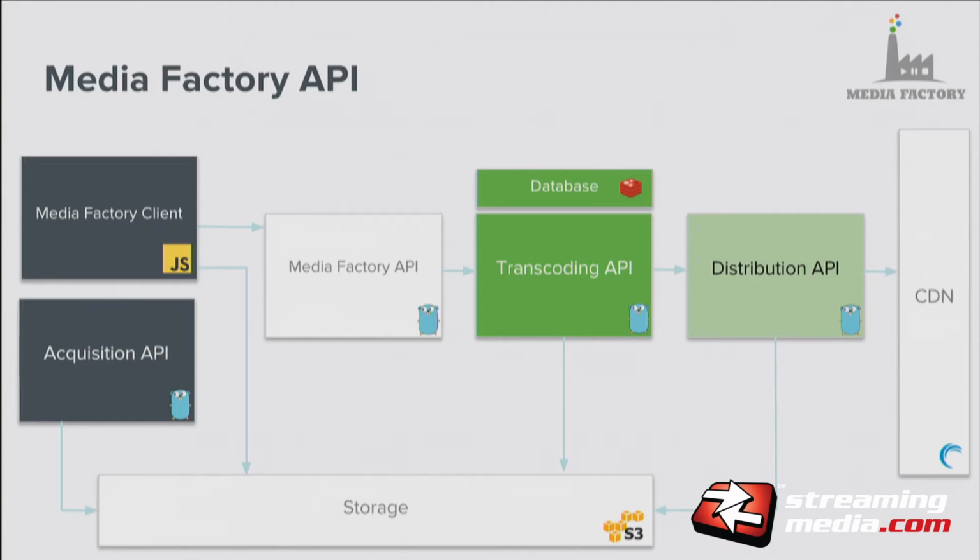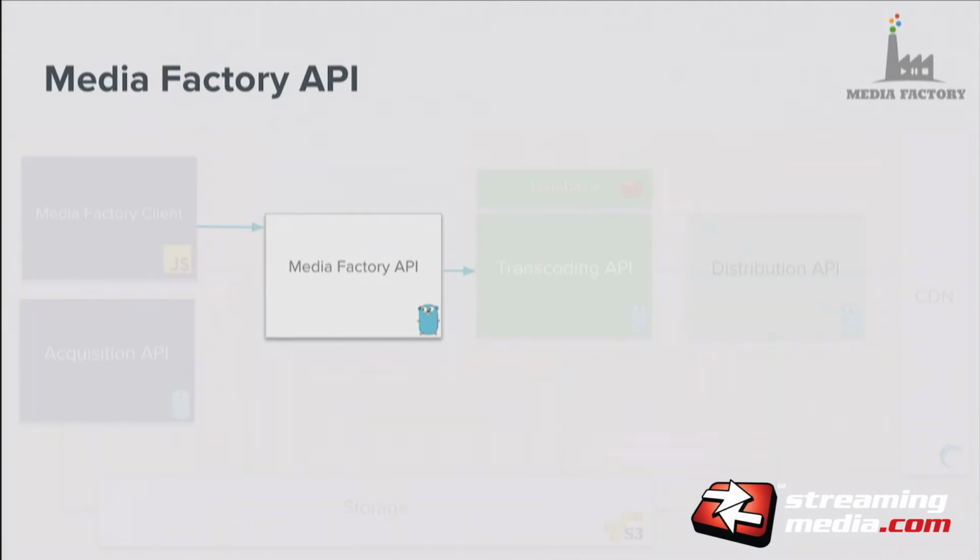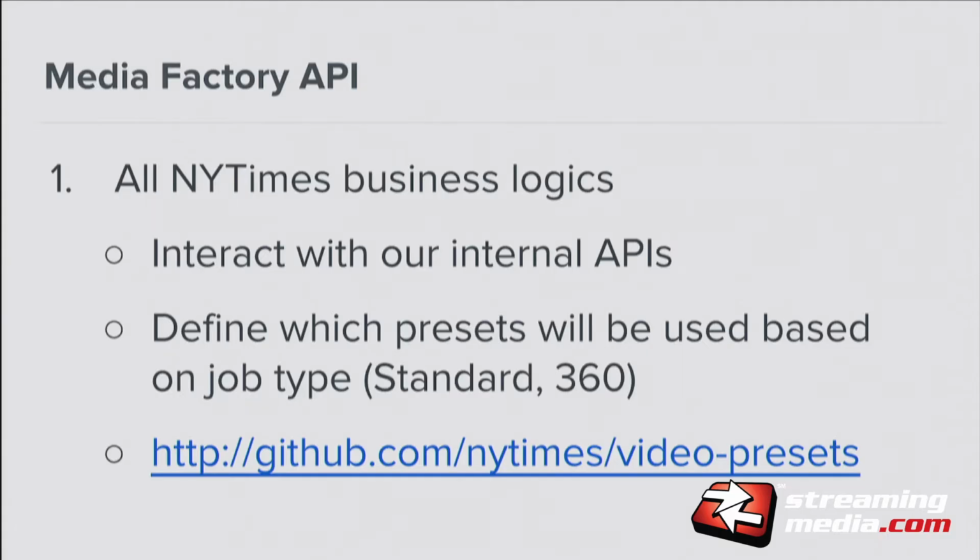People are using. We have the acquisition API. So moving to another component is the Media Factory API. It's kind of like the brain of our system, because it's basically the component where you can see all the business logic of the New York Times. So we have a lot of metadata from those videos. We have tags, we have description, we have title, we need to ingest all of this metadata on our machine learning system, recommendation system. So all of this stuff that's related to our internal APIs resides on the Media Factory API.